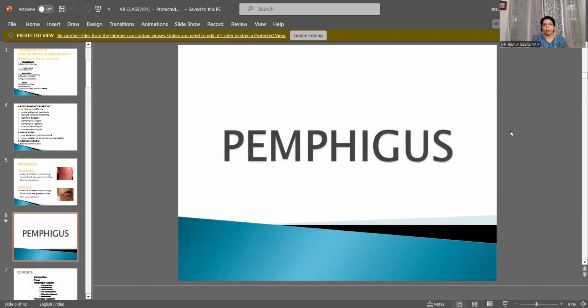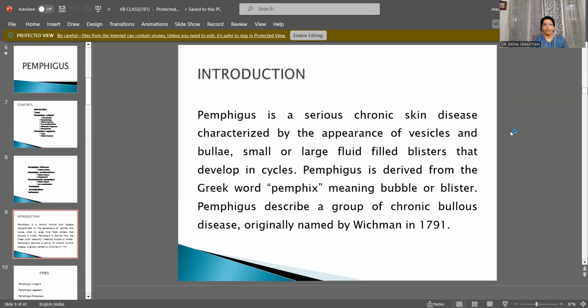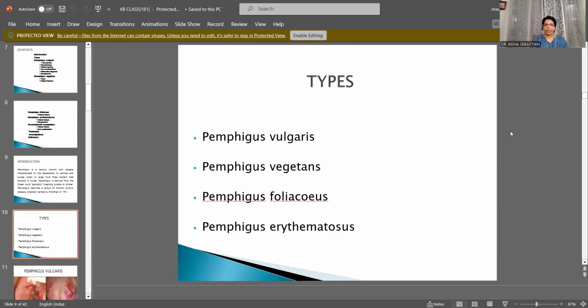Now, moving on to the main vesiculobullous lesion, that is pemphigus, we'll be dealing with introduction, types, the differential diagnosis, and management. So, coming to introduction, pemphigus is a serious chronic skin disease. It is characterized by the appearance of vesicles and bullae, small or large fluid-filled blisters that develop in cycles. Pemphigus is derived from the Greek word pemphix.